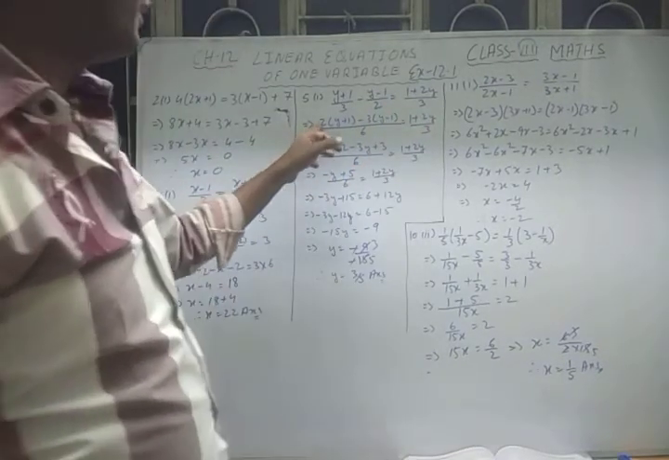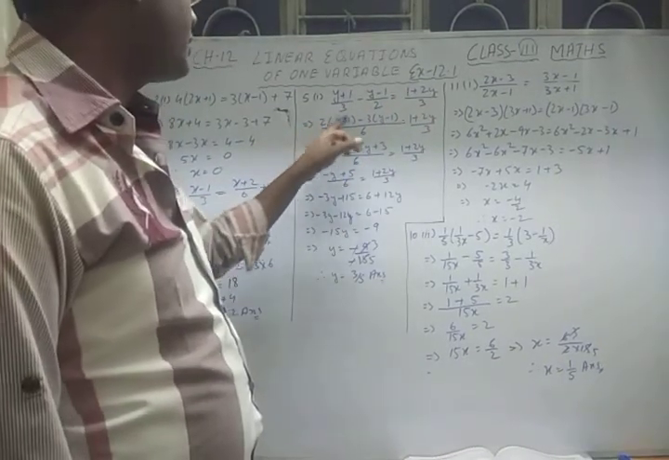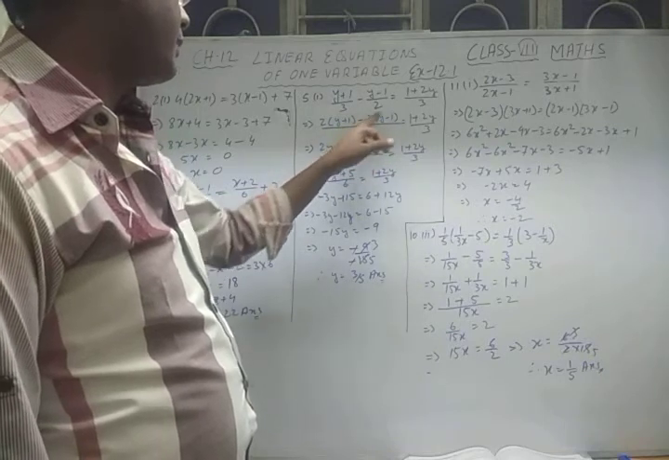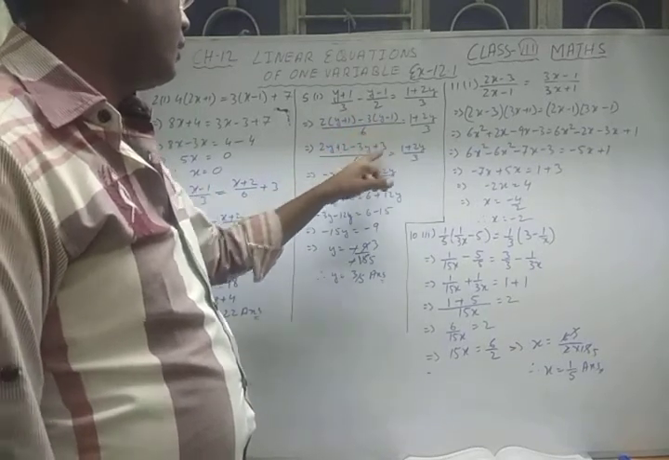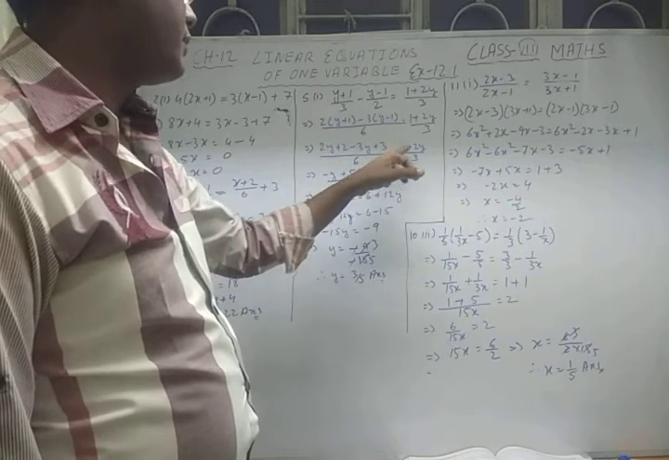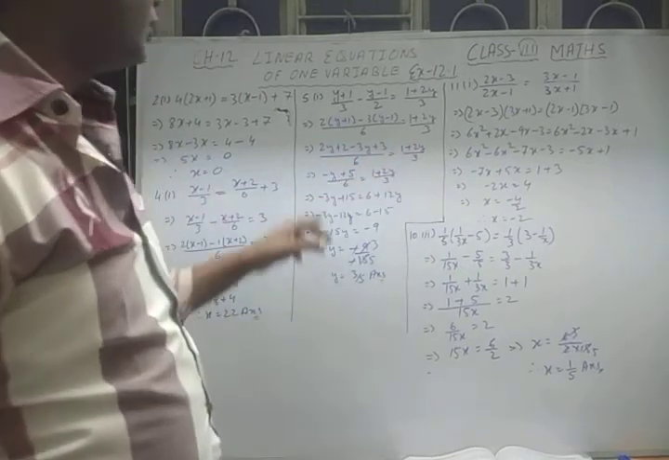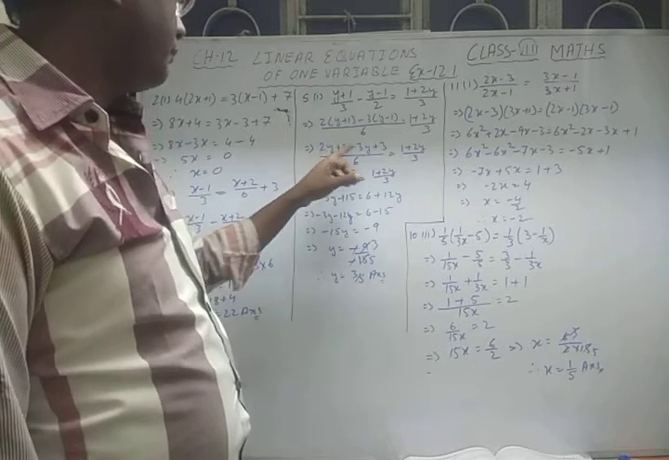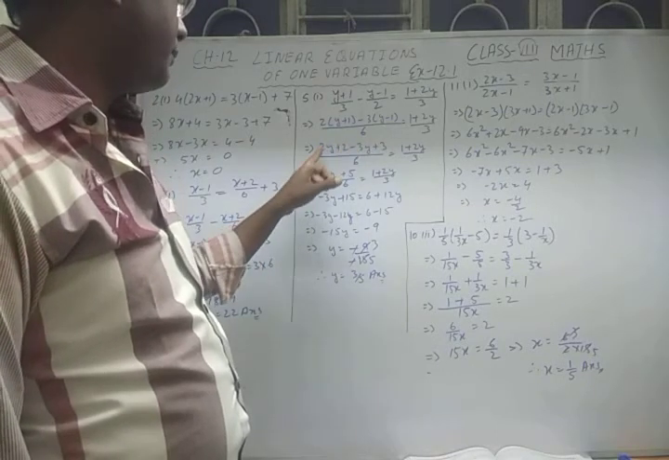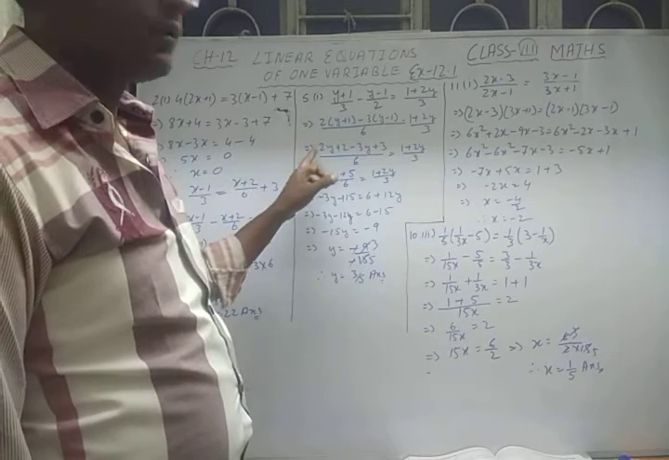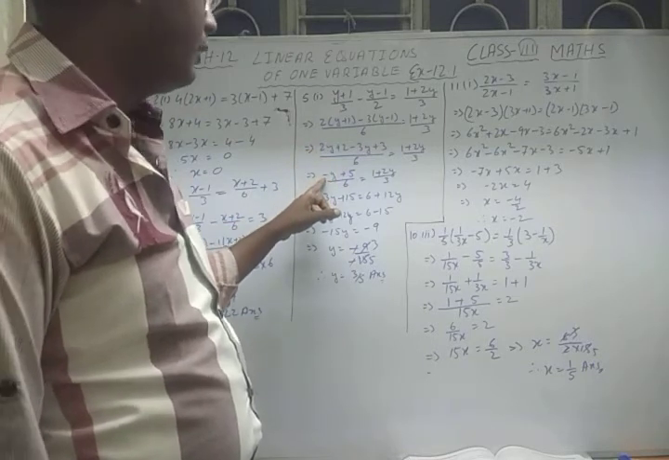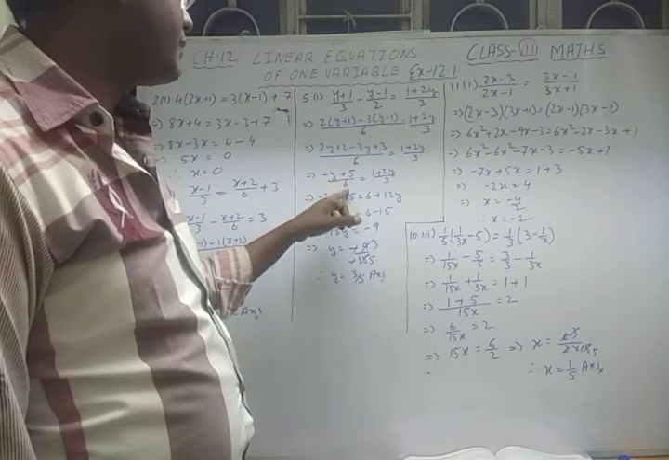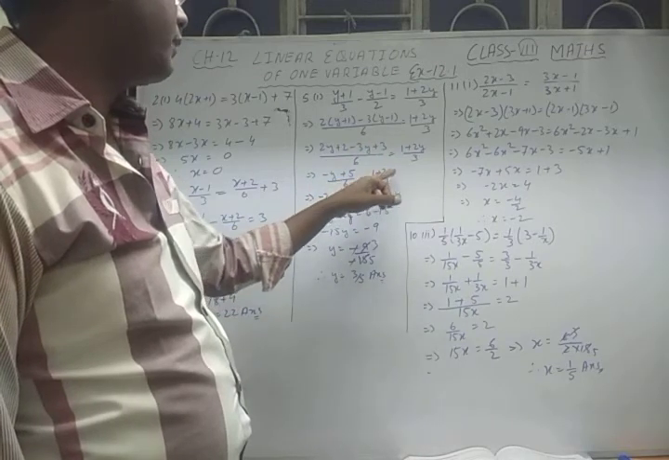Now you have to open the bracket. 2 into y is 2y, 2 ones are 2, plus; minus minus, 3 into y is 3y, minus minus plus, 3 ones are 3, whole by 6 equals 1 plus 2y by 6. Now you have to solve the like terms. So you have 2y minus 3y, that is minus y, and plus 2 plus 3 is plus 5, by 6 equals to 1 plus 2y by 3.